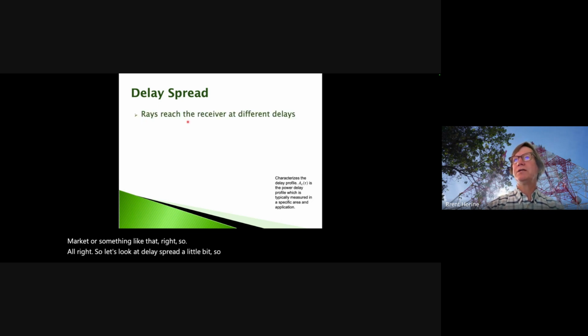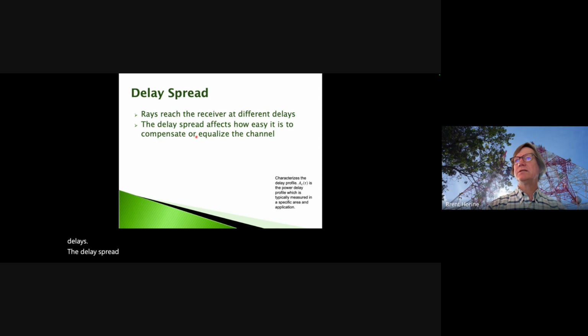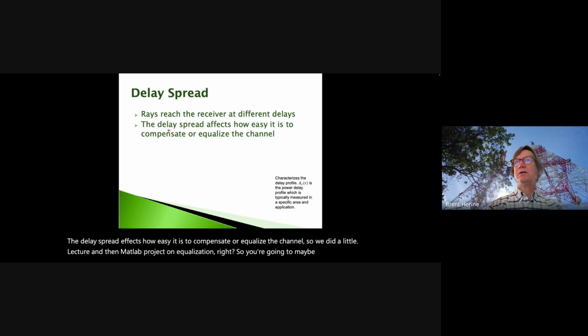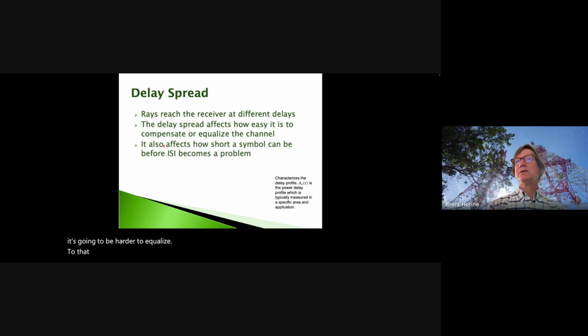So as we talked about, rays reach the receiver at different delays. The delay spread affects how easy it is to compensate or equalize the channel. So we did a little lecture and then MATLAB project on equalization, right? So you're going to maybe measure the channel. If the difference between the minimum delay and the maximum delay is really large, it's going to be harder to equalize to that channel. Right. So it also affects how short a symbol can be before that ISI, or intersymbol interference, becomes a problem due to this delay spread. Right.